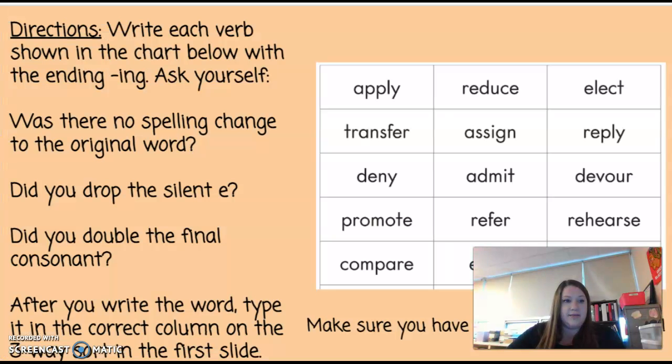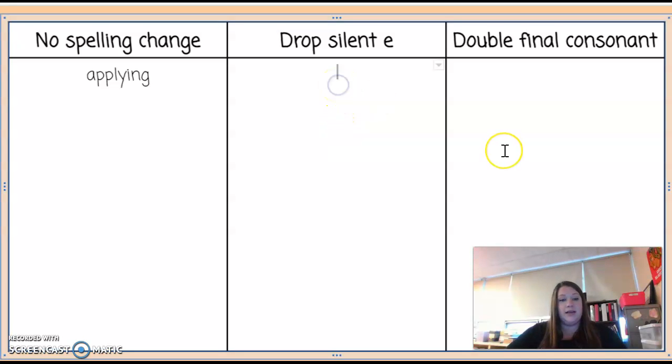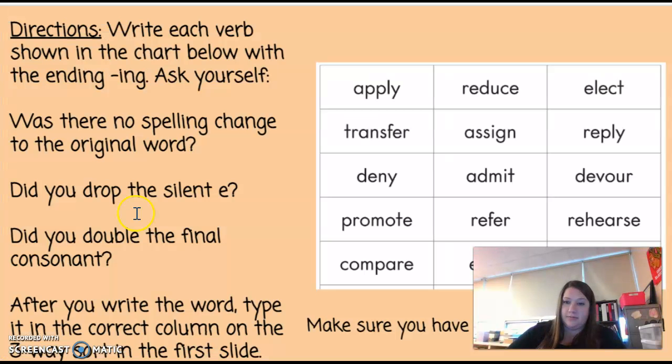Go back to the second page and do it again for the word reduce. So you're taking the word reduce and you're adding ing. Once again, take your pencil and your paper and spell reducing. R-E-D-U-C. I'm dropping the E, I-N-G. I'm looking at it. All right, I dropped the silent E in reducing. So I'm going to take the word reducing and I'm going to put it in the column that says drop silent E. Click and type R-E-D-U-C-I-N-G.